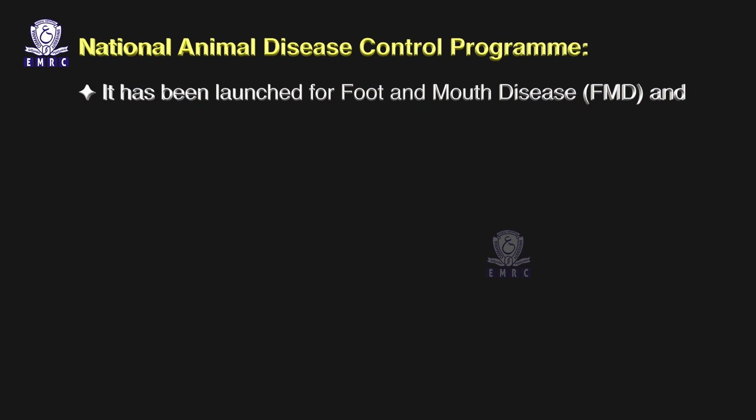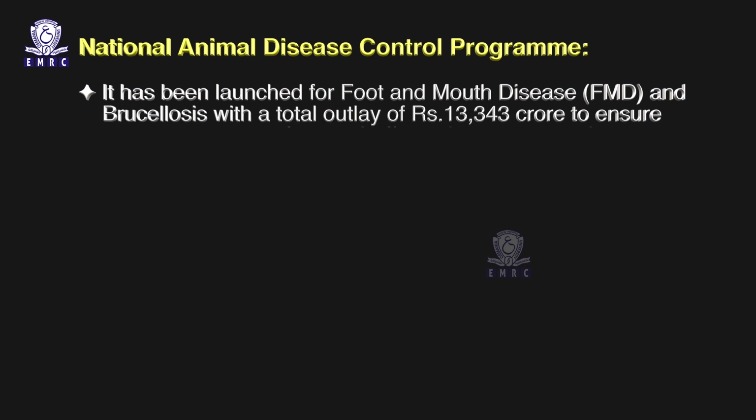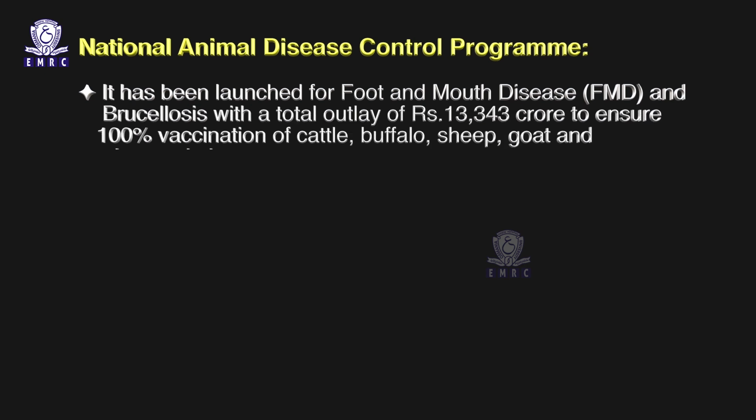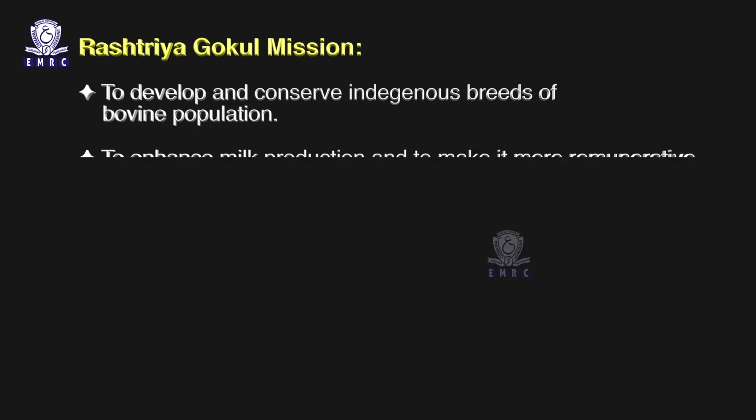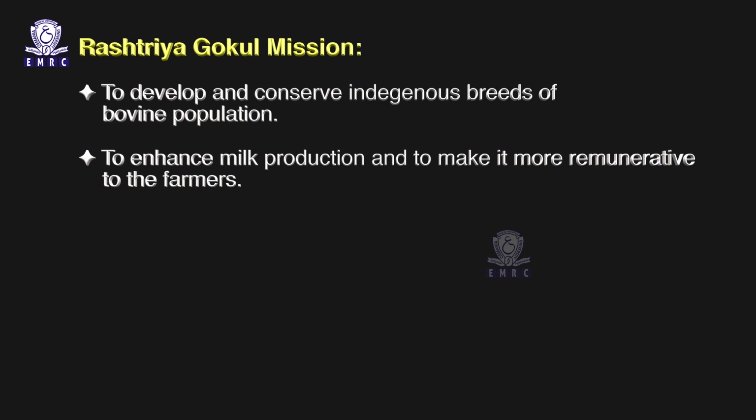Next government initiative is the National Animal Disease Control Program. It is being launched for foot and mouth disease and brucellosis with a total outlay of 13,343 crore rupees to ensure 100% vaccination of the cattle, buffalo, sheep, goat and pig population. Next, we have the Rashtriya Gokul Mission. It is to develop and conserve indigenous breeds of bovine population to enhance milk production and to make it more remunerative to the farmers.